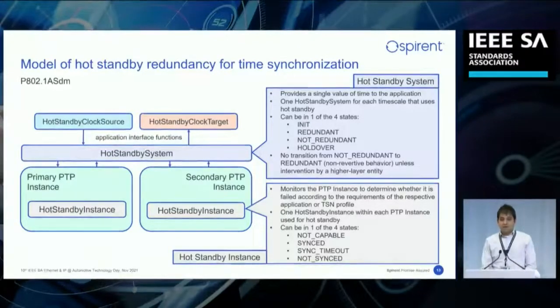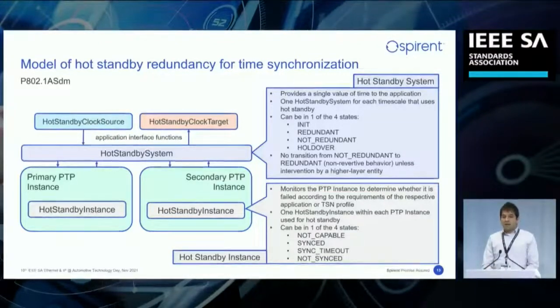The hot standby instance: there is one hot standby instance for each PTP instance. So we have a primary PTP instance and a secondary PTP instance, so there will be two hot standby instances. The hot standby instance monitors the PTP instance to determine if the time has enough quality.